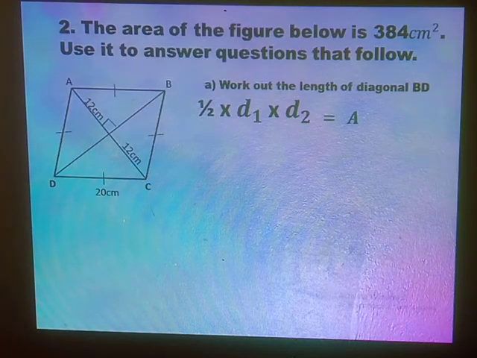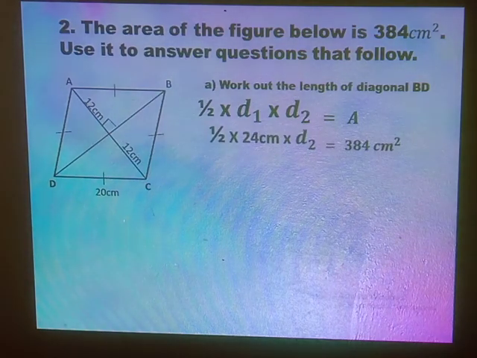I believe that's the formula. Next step is substitution. We need to substitute this. We have diagonal 1. Someone remind us, which is 24 centimeters. The area is given, so let's substitute that. I believe we shall come up with that. So we have a half times 24 centimeters times diagonal 2 is equal to 384 square centimeters.